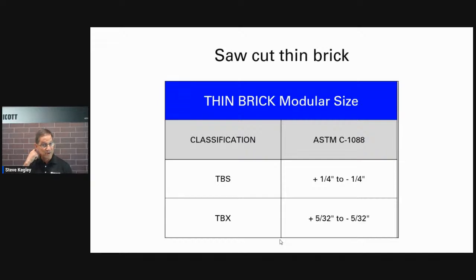You can see, however, under ASTM C1088 for field applied material, their variation in the length of a modular brick can be as much as 1/2 inch. In a TBS, a standard brick, something like you might use on a home or a church or something like that, that type of brick can have a variation of 1/2 inch, plus or minus 1/4. If you go to the tighter specifications, it's plus or minus 5/32, which is still 10/32 of an inch that you can have a variation in there.